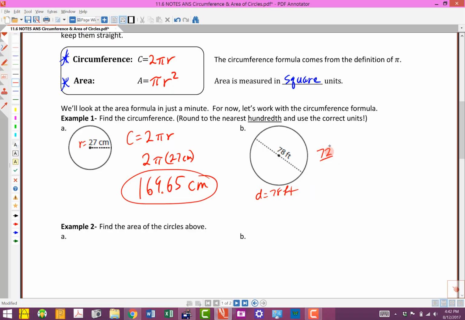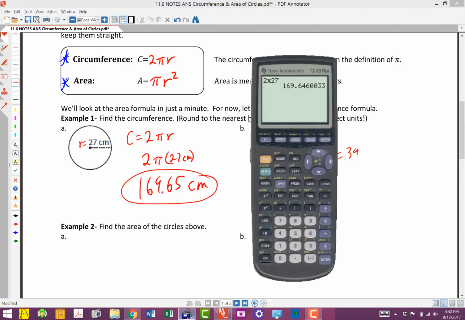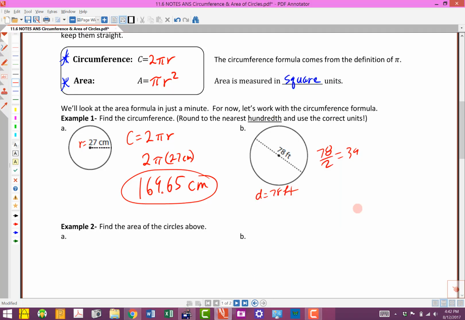So we're going to do 78 divided by 2. If you need a calculator for that, that's no problem. I think you're going to end up with 39. Should we just double check? 78 divided by 2. We end up with 39. So this is going to be 39 feet. So again, the formula is 2 pi r. So this is going to be 2 times pi times 39.